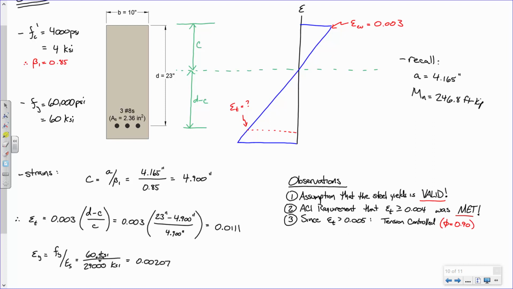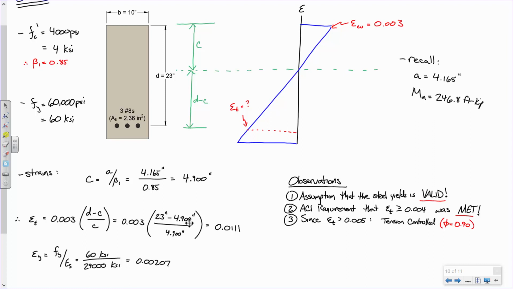So right off the bat, we can make 3 key observations. The first one: if you recall in example 5A, in order to compute the tensile force in the steel, we made an assumption that the steel had yielded. That is a very valid assumption, because if you compare these two, you will see that epsilon sub y is way smaller than this. This is about 5 times bigger than epsilon sub y. So the strain in the steel is far higher than the strain that would be required to cause yielding, so that's a very valid assumption.